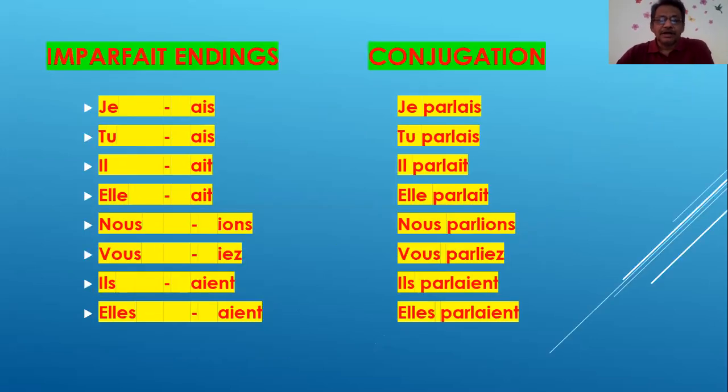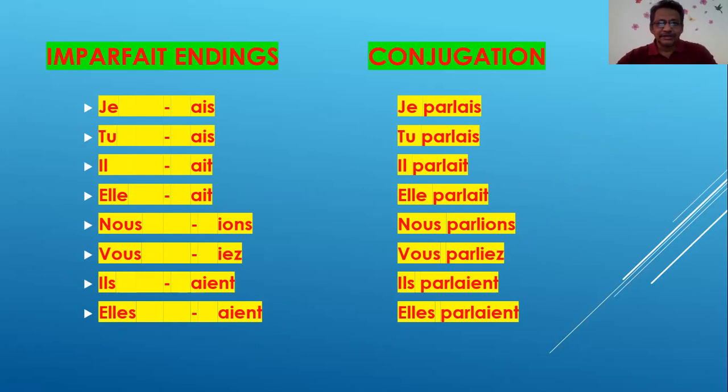Now let's see, how do we conjugate a verb in imparfait? What we do is we take the verb and conjugate it in present tense for the subject nous. When a verb is conjugated in present tense for the subject nous, the last three letters will be ONS.